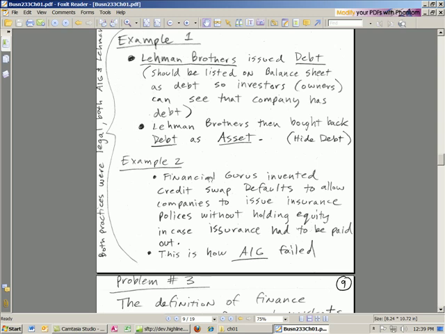Example 2, financial gurus invented credit default swaps to allow companies to issue insurance policies without holding equity in case the insurance had to be paid out. This is why AIG failed. This is in essence why the financial system itself came to its knees in 2007, 8, etc. All they did was they invented an insurance policy that circumvented the regulation. So AIG did not have to hold money in case they had to pay off their insurance policies.